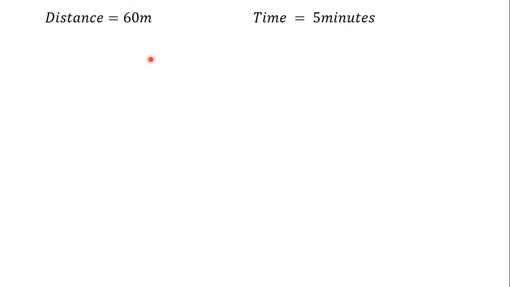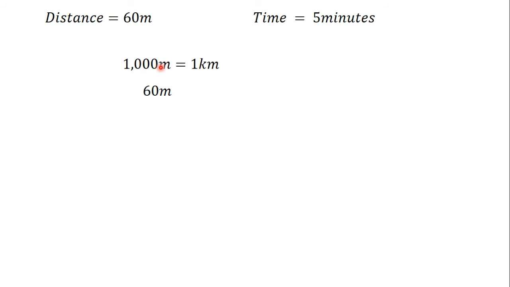Let's begin with the distance. We are going to convert the distance from meters to kilometers. So we will need the rate of conversion between meters and kilometers. We have learned that 1000 meters will give us 1 kilometer, or 1 kilometer is equal to 1000 meters. We are going to use this rate to convert 60 meters to kilometers.